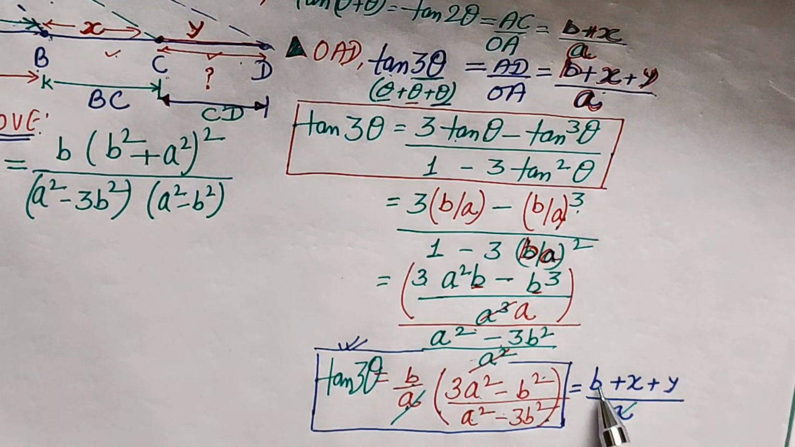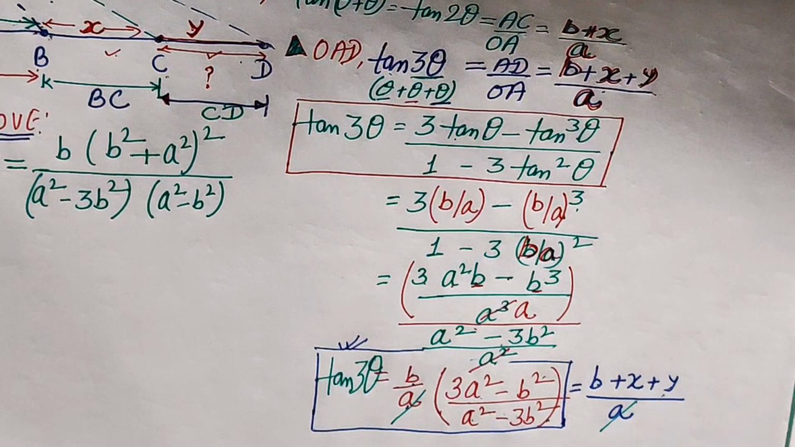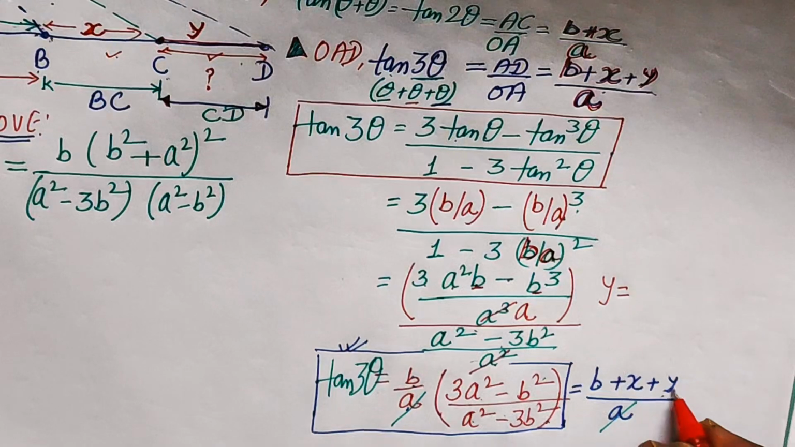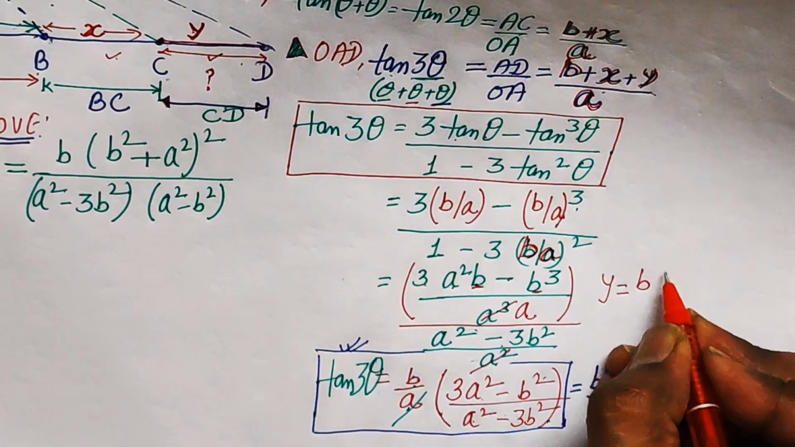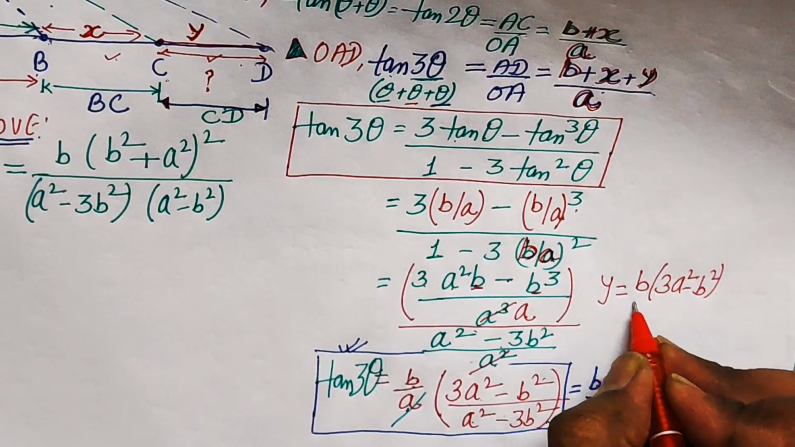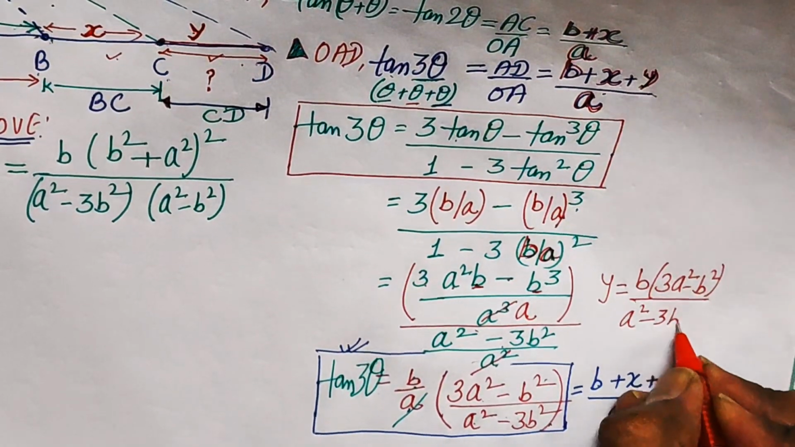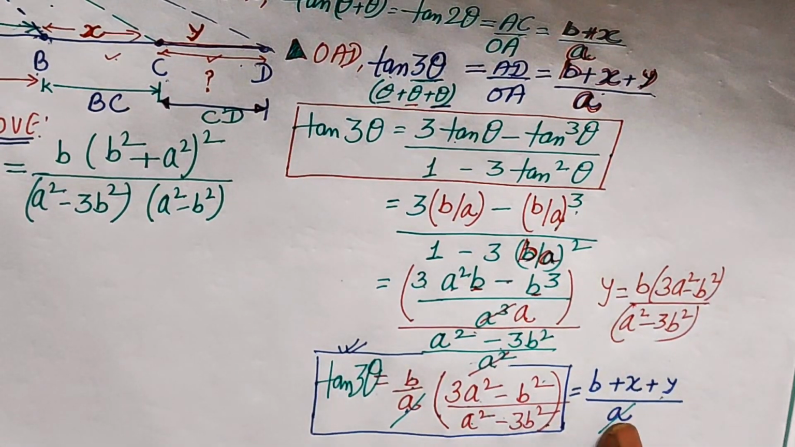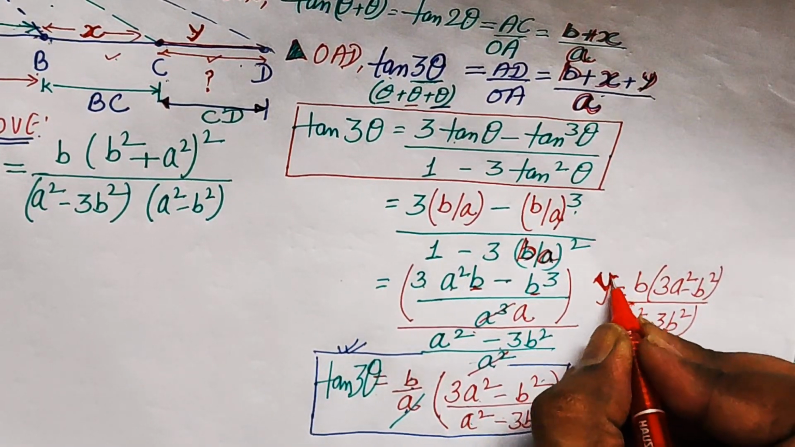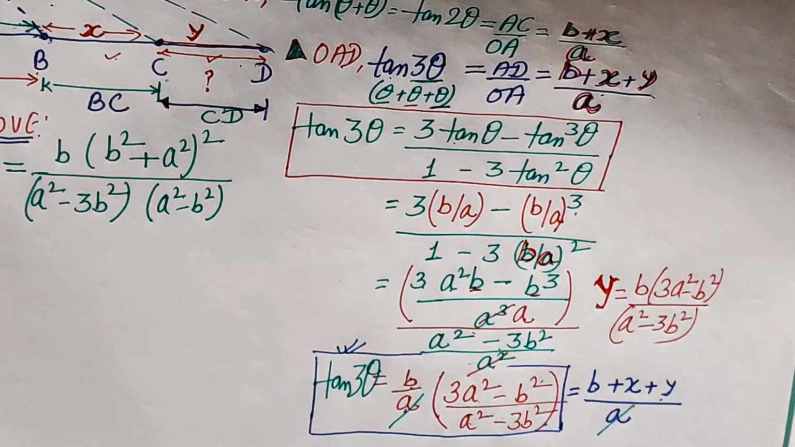And from here we subtract b and x, so we get the value of y as equal to b times (3a square minus b square) divided by (a square minus 3b square), right? So this is the value of y, mind it. So the value of y is calculated as this much minus b minus x, right?